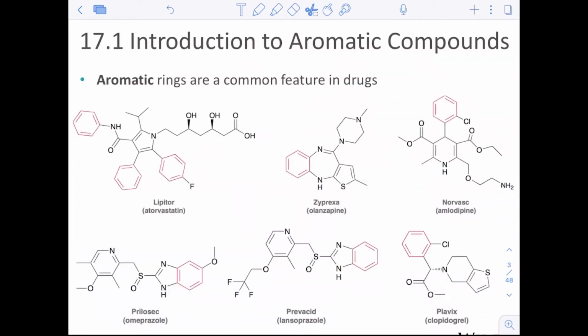Just to show you where aromatic rings are, they are very common in drug design. Antihistamines, Lipitor, Zyprexa, all of these are drugs on the current market that are used for treatments of a bunch of different things, but they do have aromatic compounds in them.